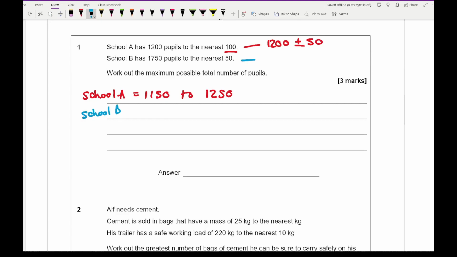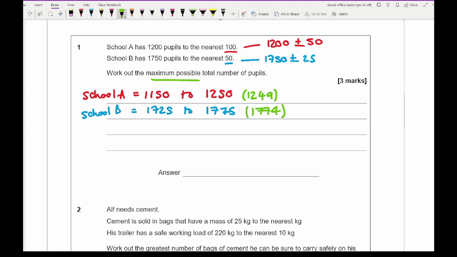This has been rounded to the nearest 50, so that's going to be 1750 plus or minus half of 50, which is 25. So that's going to be an upper and lower bound of 1725 to 1775. Now in terms of the actual limits, 1250 is not actually correct because obviously you can't have decimal people, so that's going to be 1249, and likewise for school B the upper bound is going to be 1774.